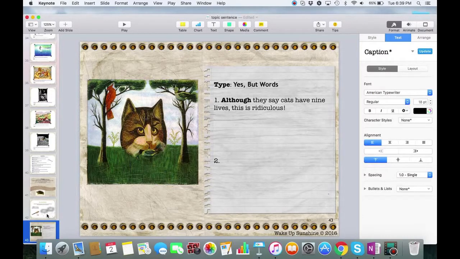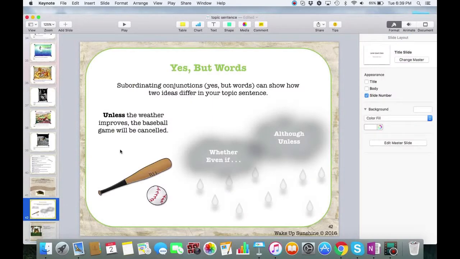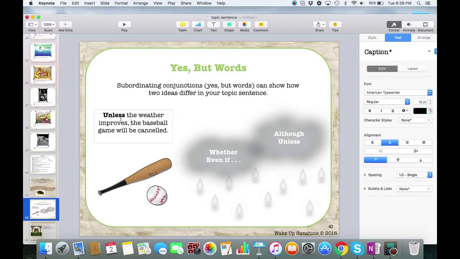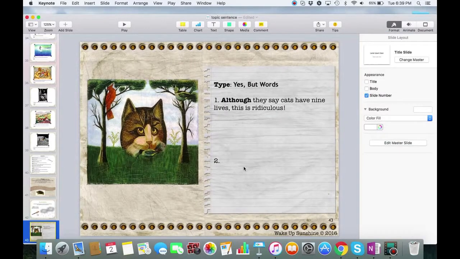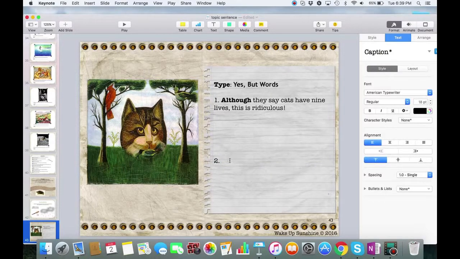So keep in mind when you look at the subordinating conjunctions or the "yes, but" words, whether, even if, although, and unless. When you start a sentence with one of these thoughts, you're going to end up with a dependent clause, and you're going to need to finish out the thought process, just like it shows here. Alright, you're off back to the cat, and you're doing your final practice in this section. So see what you come up with.